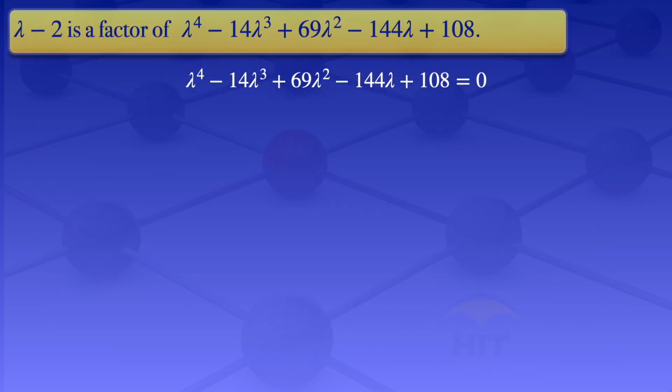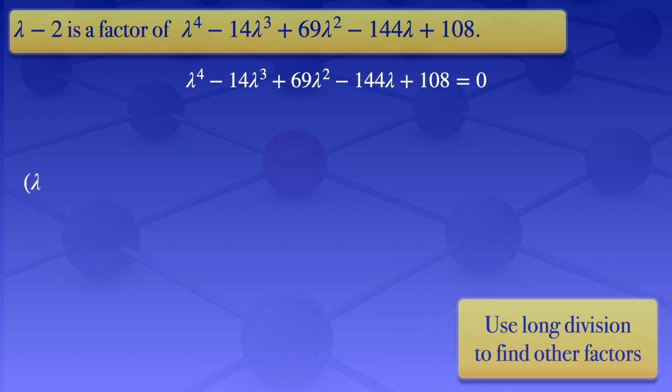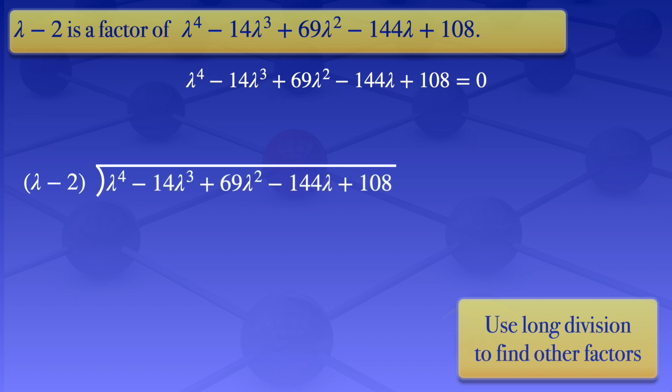To get the other factors, we would have to use a long division. So I'll write the lambda minus 2, the factor that we have just found, and under the division sign we have the lambda to the power 4 minus 14 lambda cubed plus 69 lambda squared minus 144 lambda plus 108.